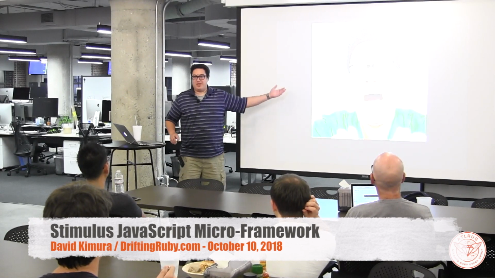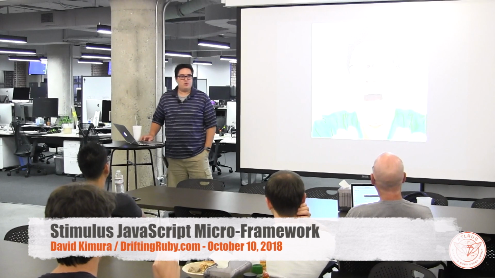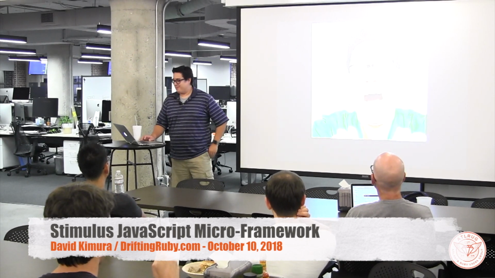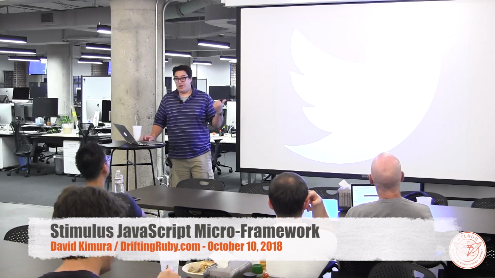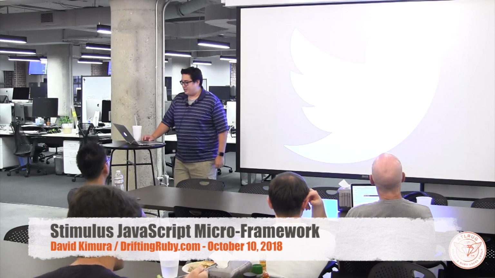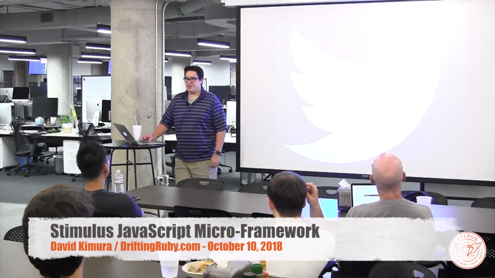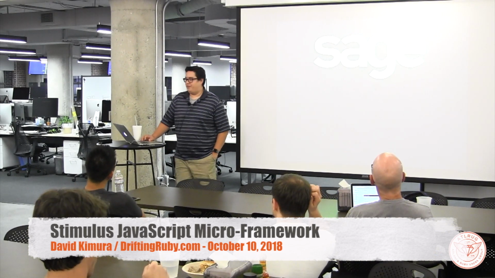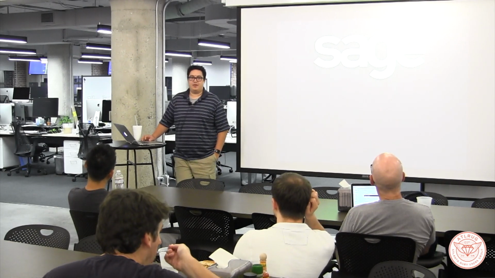And this is me on the internet. This is a picture that I've chosen to represent myself wherever I look online. So that's me. I am David Kimura, and you can find me on Twitter at Cobalts. That used to be my World of Warcraft handle, so that kind of stuck around years later. I work for Sage. I've been a developer there for almost 10 years now.